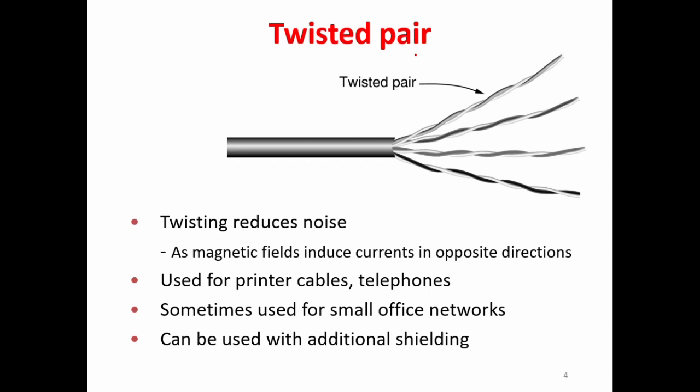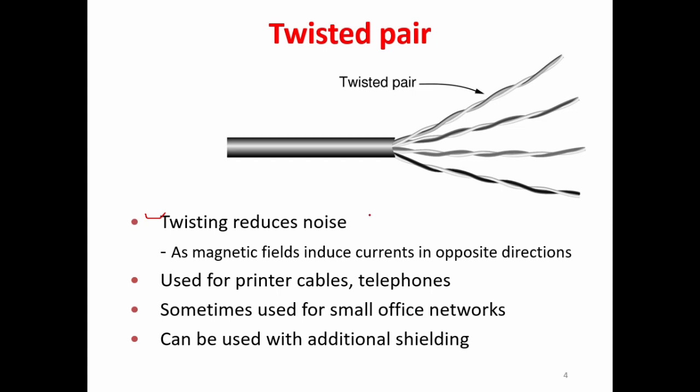For instance, twisted pair. What is twisted pair? You can see there are two parallel cables, but those are twisted to each other, okay? This means twisted pair, and why do we twist two cables to each other? Because the main problem in data communication is noise or interference. Once these two cables are twisted together, the magnetic fields induce currents in opposite directions, and this allows us to reduce the noise. This is the main benefit. And this is used for printer cables and telephones and for small scale distances.